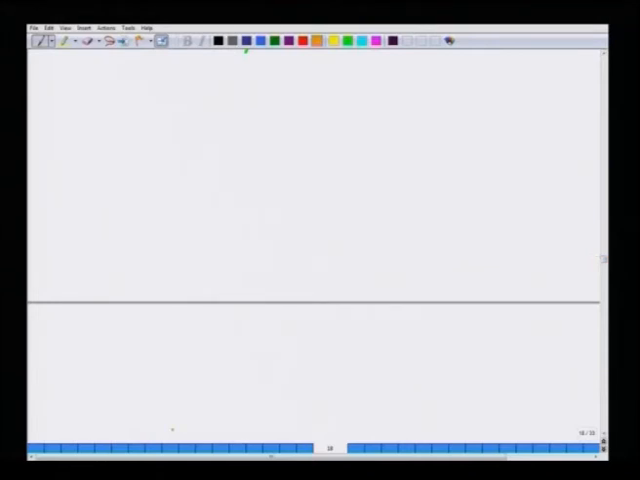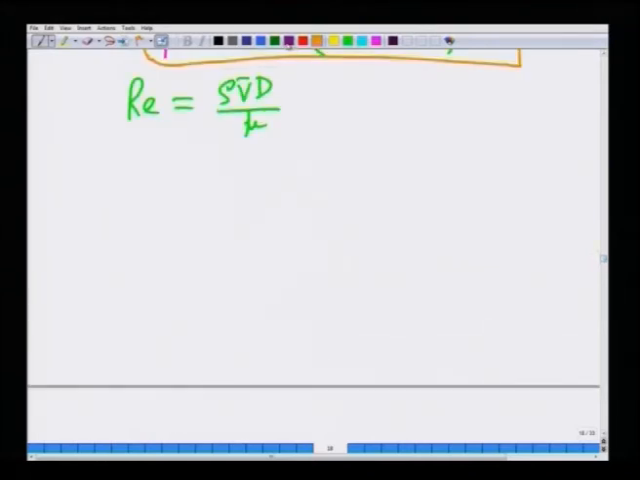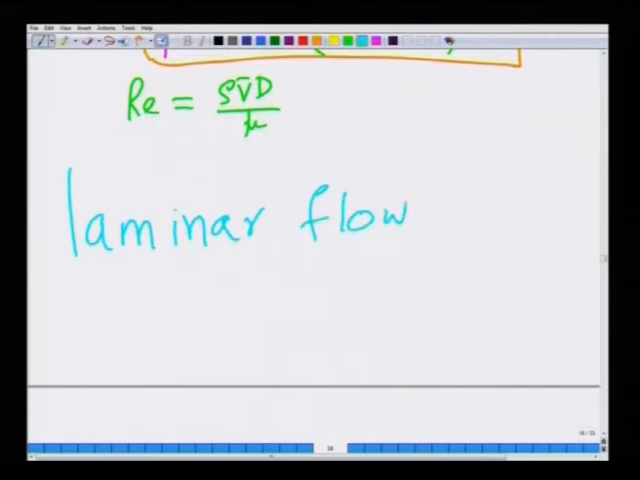Now, for laminar flow, we know from experiments that laminar flow is valid when the Reynolds number is less than 2000. For laminar flow, we already know what the delta p is. How is it related to the average velocity? Delta p is simply equal to 32. Let me just write down delta p in terms of flow rate first.